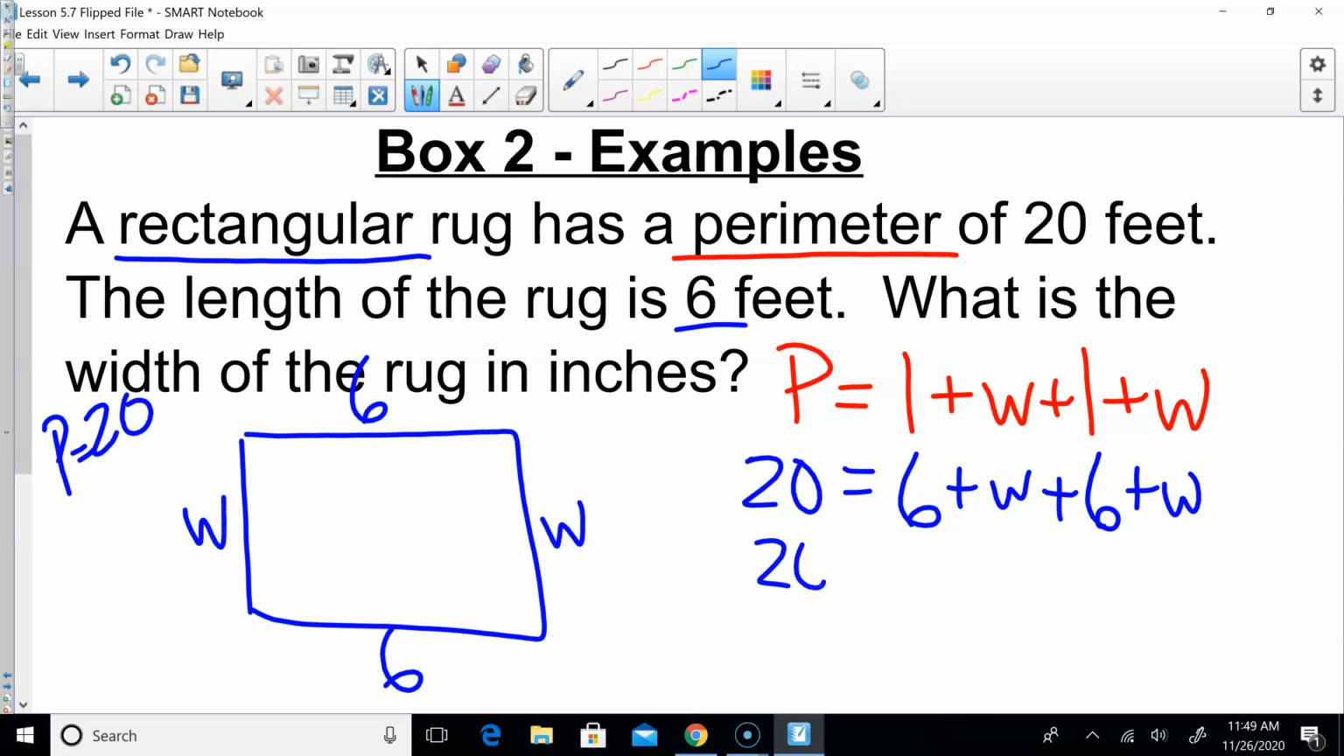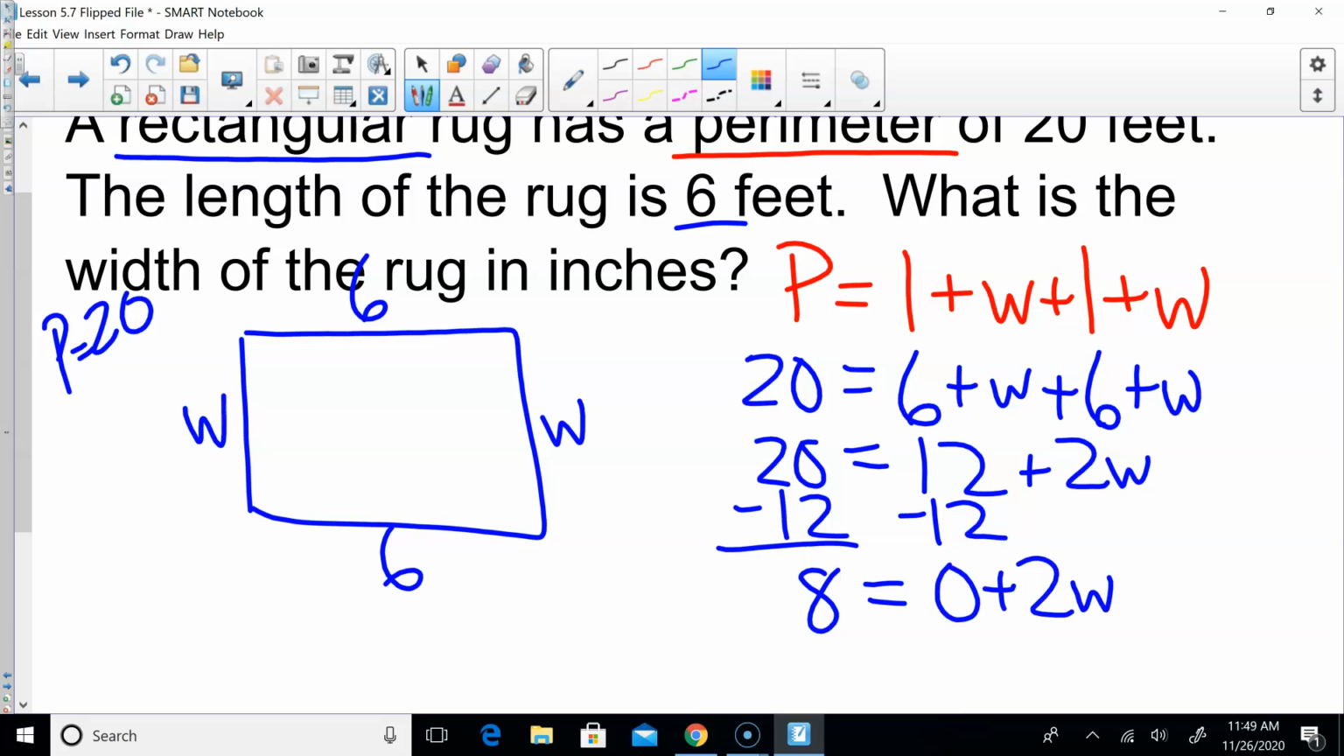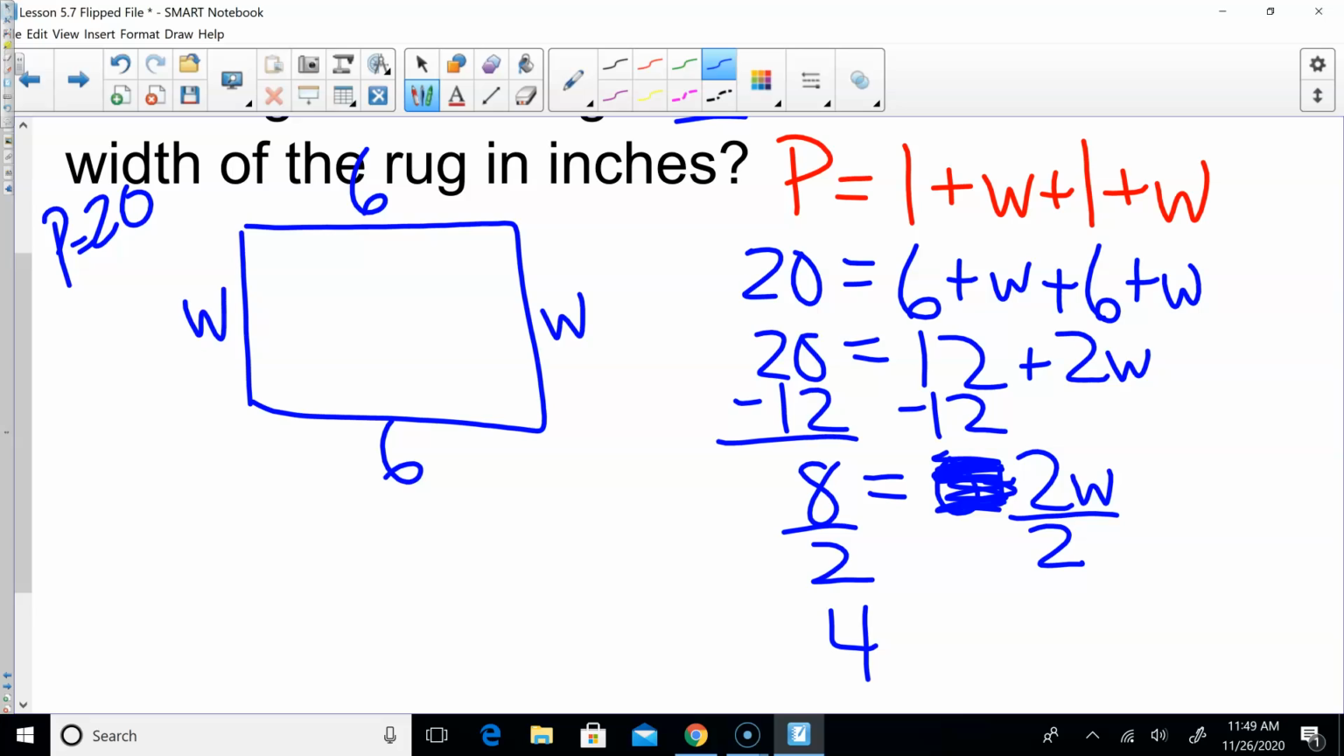So I got 20 equals, I'll put our like terms together, 6 plus 6 is 12. W plus W would be 2W. I'm going to do the same thing to both sides, which is cool about algebra. So I can subtract 12 here and subtract 12 here, which is now giving me 8 equals 0 plus 2W. So I don't even need to include that 0, so I can just get rid of that. So 8 equals 2W. So I'm going to divide this by 2 and divide this by 2. So W equals 4. 4 equals W. So that would be 4.